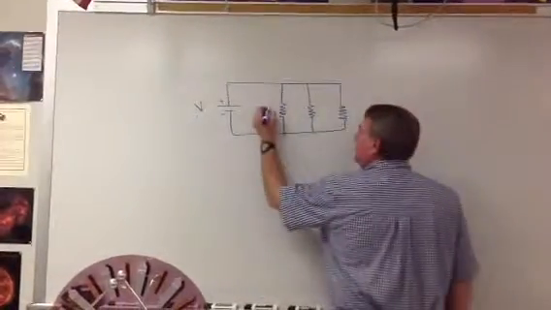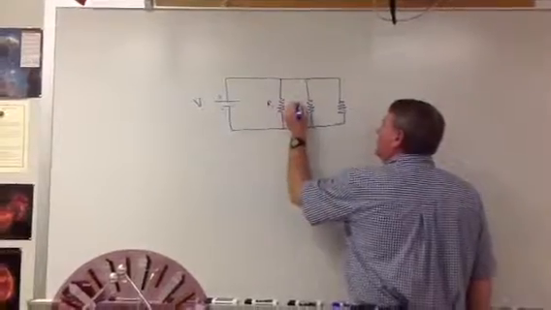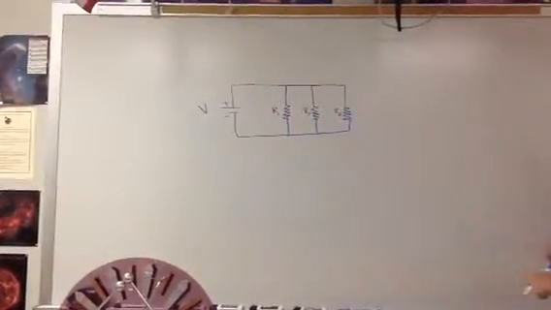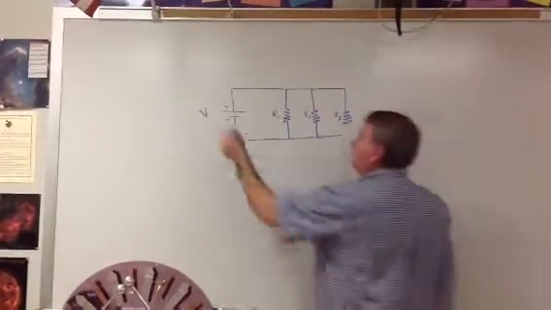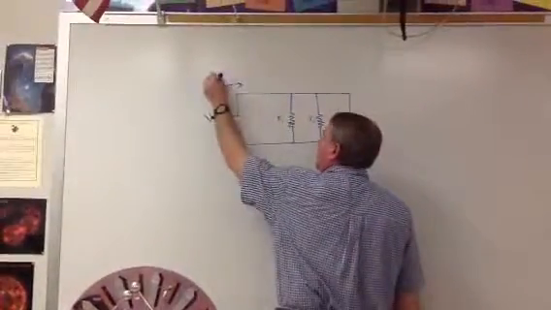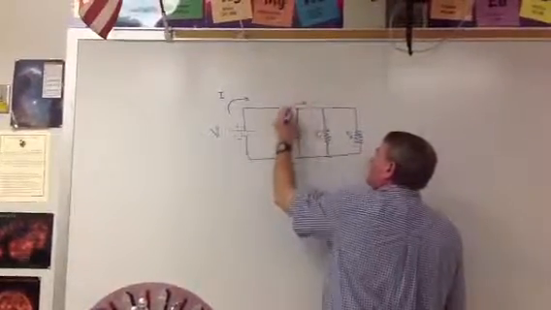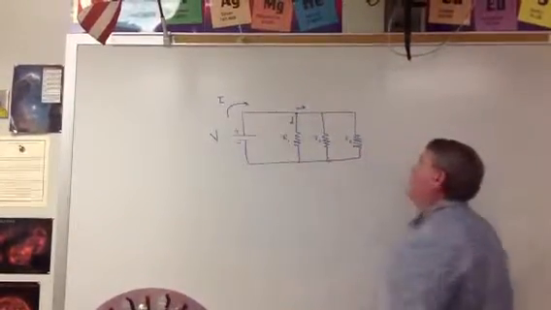This is going to be the first resistor, R1. This will be R2, and that's R3. If we look at the conventional current coming out of the top end of the battery, I, when the current gets to this point, some of the current will flow that way and some will flow that way.